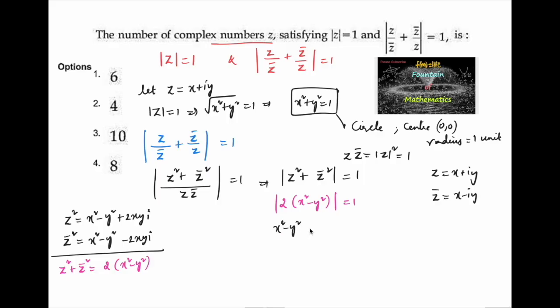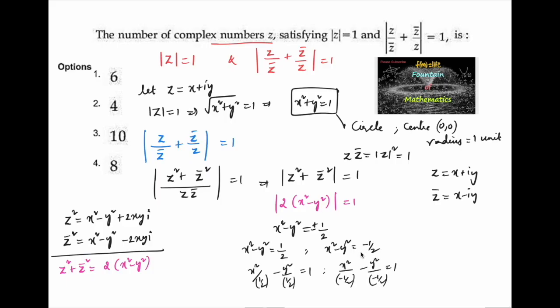That is x square minus y square, which is equal to plus or minus 1 by 2. So x square minus y square is equal to 1 by 2, or x square minus y square is equal to negative 1 by 2. These both are hyperbolas. X square by 1 by 2 minus y square by 1 by 2 is equal to 1, or x square by minus 1 by 2 minus y square by minus 1 by 2 is equal to 1. So both are hyperbolas, and this is a circle.